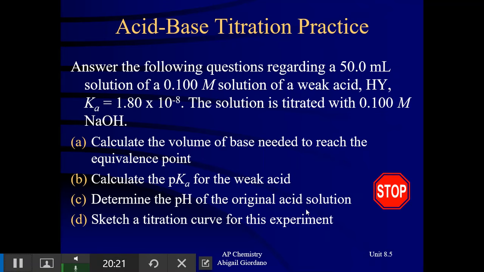All right, let's check your answers. So we're given a situation where we have this weak acid, HY, and we're going to be titrating it with a strong base, sodium hydroxide. And the first part of this says, calculate the volume of base, NaOH, needed to reach the equivalence point. And so we're going to have to do a calculation very similar to a problem that we just did a minute ago, where we had to find the volume of titrant at the equivalence point.